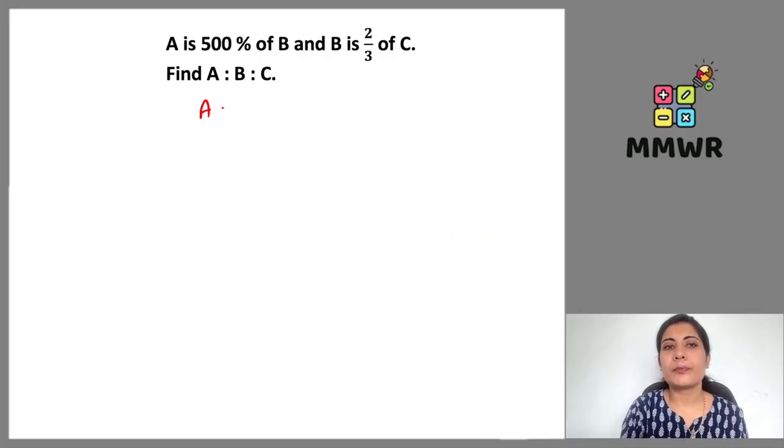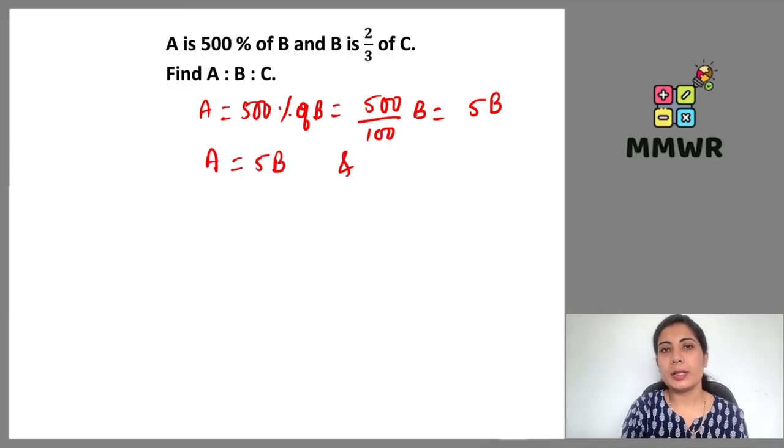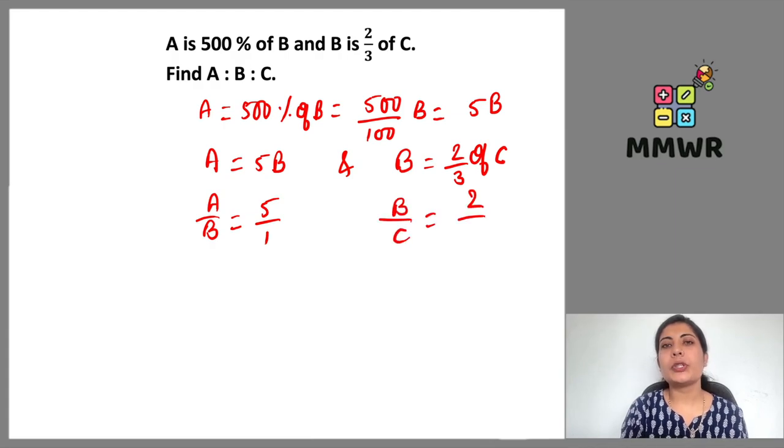A is 500% of B. We can simplify this. A is 500% means 500 upon 100 of B, which gives me 5B. So A is 5 times B, and B is 2/3 of C. That means the ratio of A and B is given to us as 5:1 and the ratio of B and C is 2:3. Now we have to get the ratio of A, B, C.